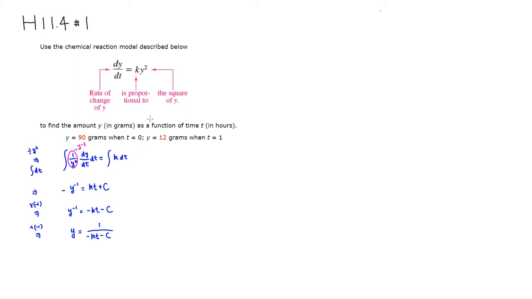Let's use initial conditions to find k and c. It says that y of 0 is equal to 90. So we plug in t equals 0, and it's going to be 1 over negative c is equal to 90. Which means we can take the reciprocal of both sides. You have negative c is equal to 1 over 90. Then multiply both sides by negative 1, so you get c is equal to negative 1 over 90.